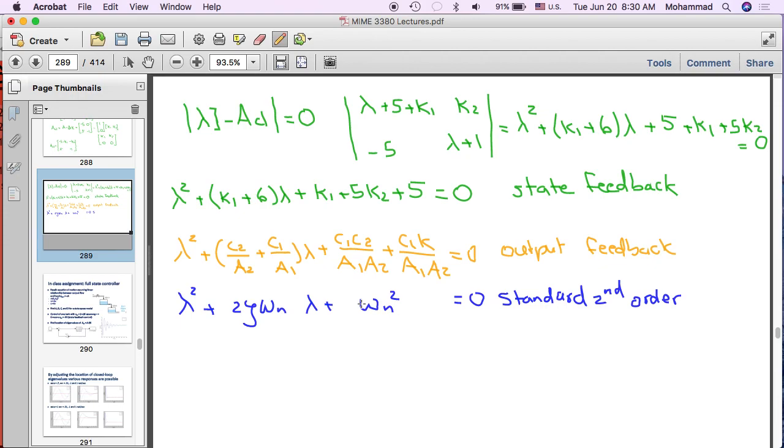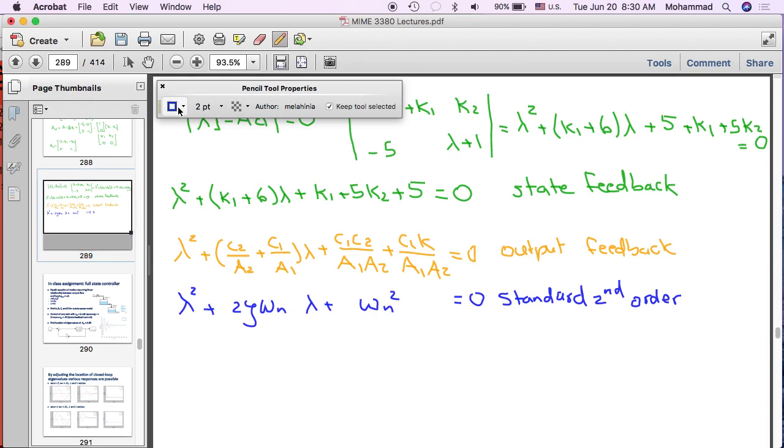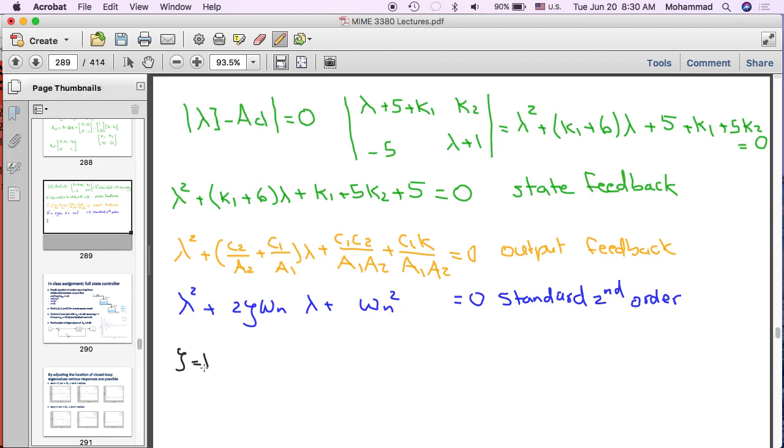So let's go ahead and solve a design problem. Let's assume that we want zeta to be exactly equal to 1, so a critically damped system, and we want the natural frequency of the system to be 5 radians per second. I'm going to give you a minute to find k1 and k2.